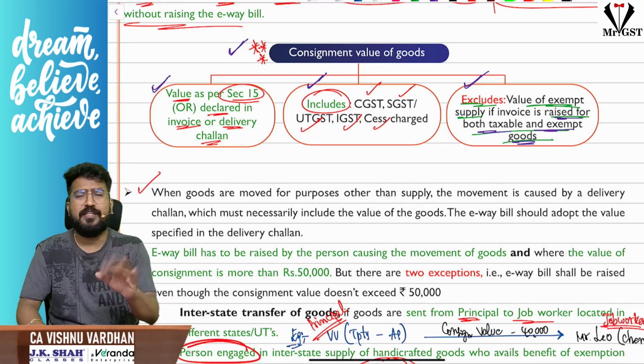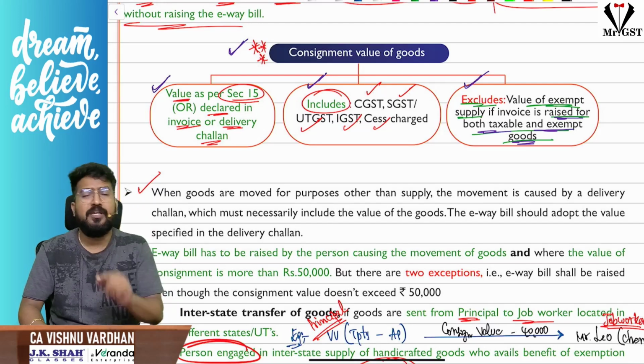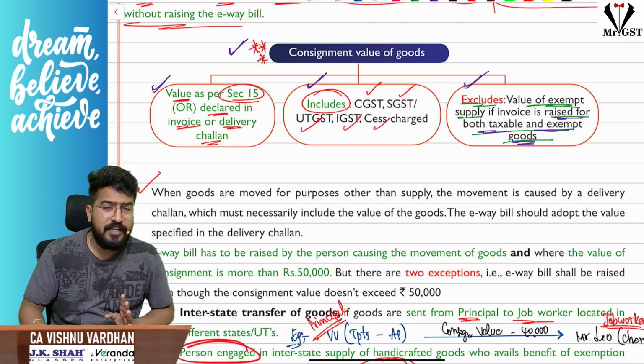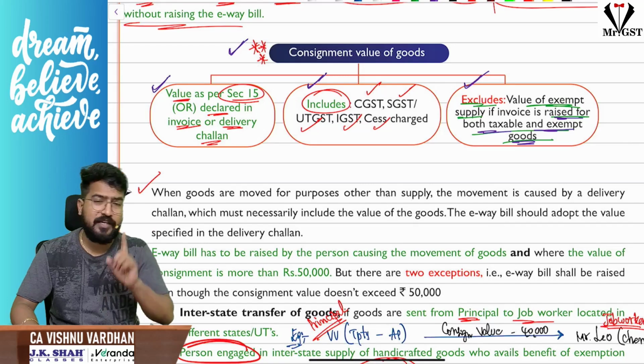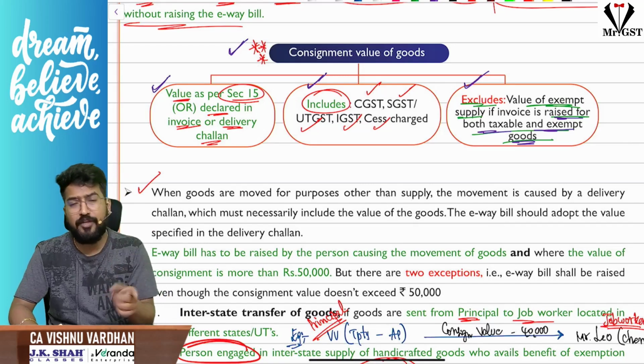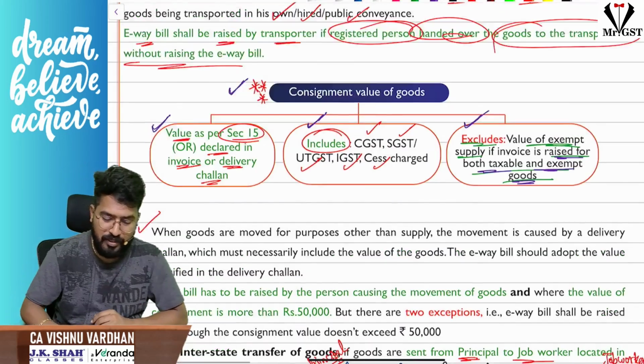So you can understand that only when you are transporting taxable goods where consignment value is greater than 50,000, EWay bill is required. Consignment value means value plus GST. That is very important.